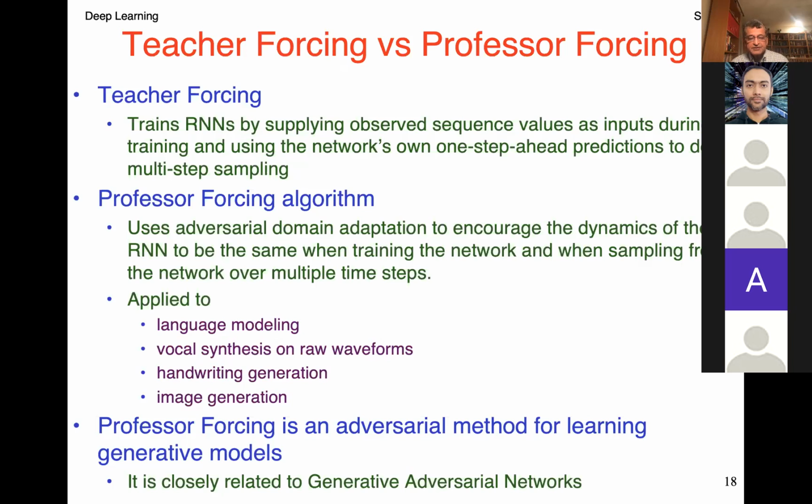It is an interesting paper. They bring in the idea of an adversarial method, the idea of GANs, here. This says it uses adversarial domain adaptation to encourage the dynamics of the RNN to be the same when training the network and when sampling from the network over multiple time steps. So we are going to be using what the model has generated.